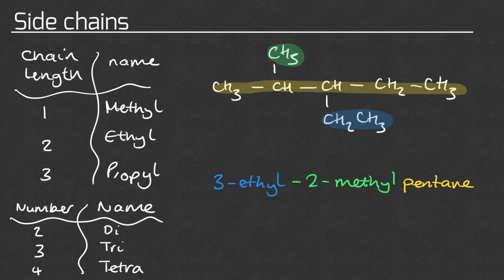We'll look at all the rules for naming again in more detail later on, but the order we put the groups in is alphabetical, not based on the numbers. So because E comes before M in the alphabet, we put the ethyl group first and then the methyl group. Doesn't matter what the numbers are. So the molecule's name would be 3-ethyl 2-methyl pentane.